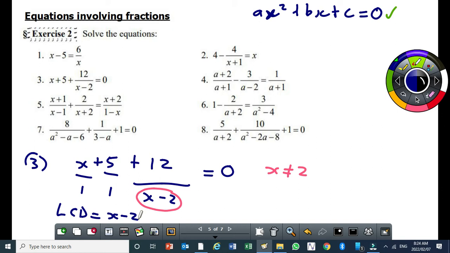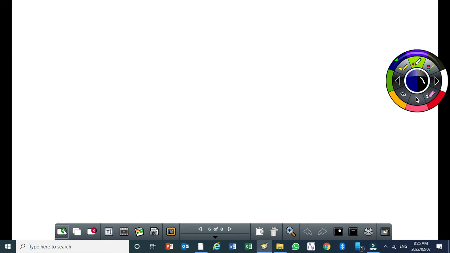Okay, so the LCD. Now, to carry on from here, you don't have to stress too much. You just multiply each term by the LCD. The moment you multiply each term by the LCD, since our LCD is equivalent to this denominator here, you'll be left with a 12 only for the third term. So, on the next page, we're going to write x times x minus 2 plus 5 times x minus 2 plus 12 equal to 0.